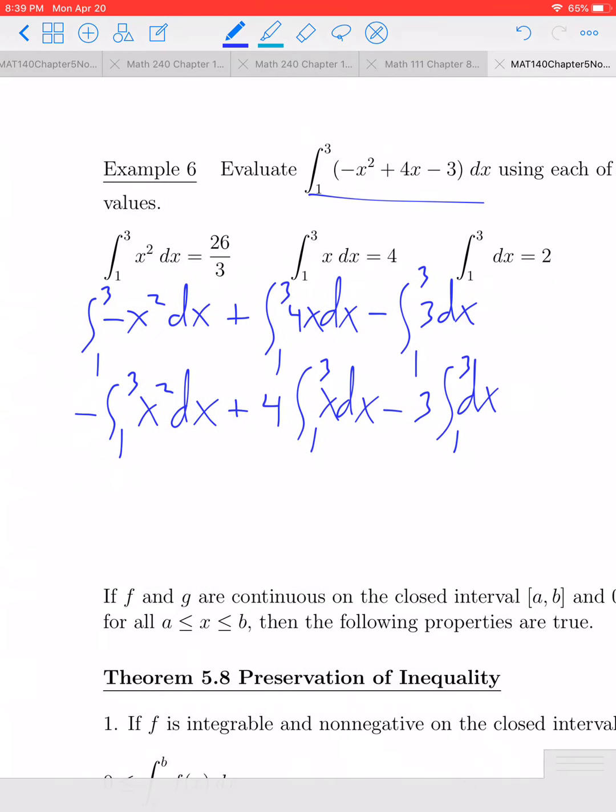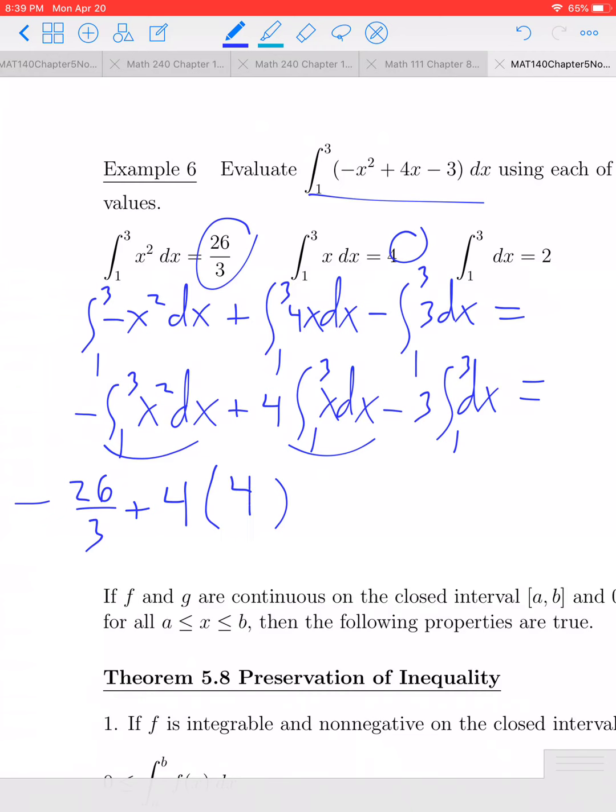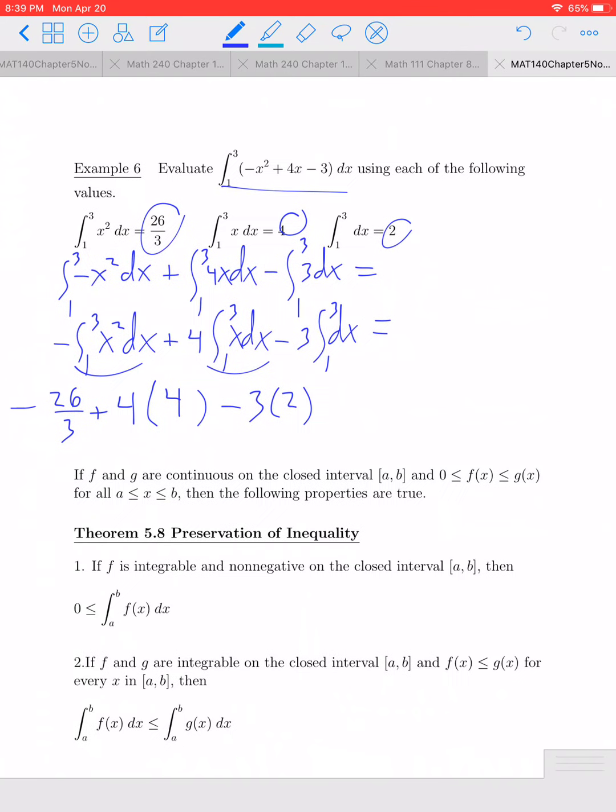And now with those factored out, we can use the given information to find each of these basic pieces. For example, we know that the integral from 1 to 3 of x squared dx has a value of 26 thirds. Plus 4 times the definite integral from 1 to 3 of x dx, which has a value 4. Minus 3 times the definite integral from 1 to 3 of dx, which has the value 2. So we can go ahead and plug in those results.